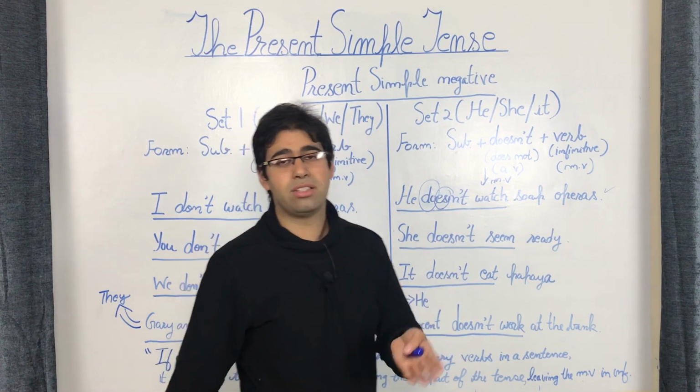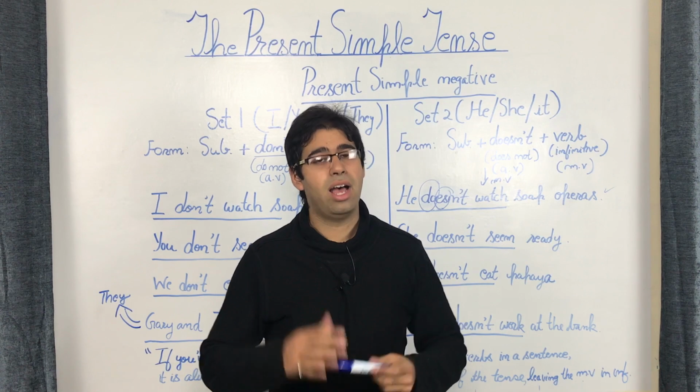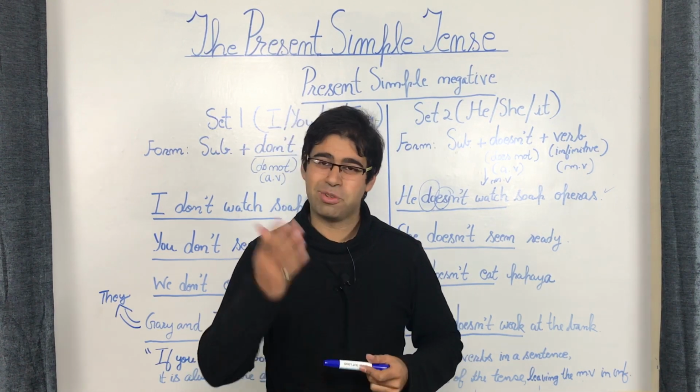So that is the subject-verb disagreement with relation to the negative in the present simple. I hope you found this useful, and now let's proceed to the next section.